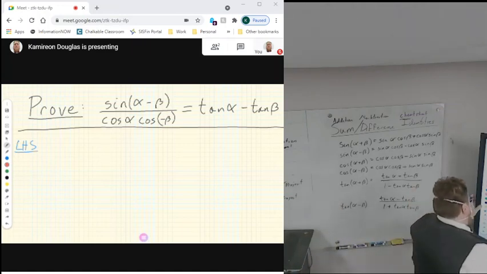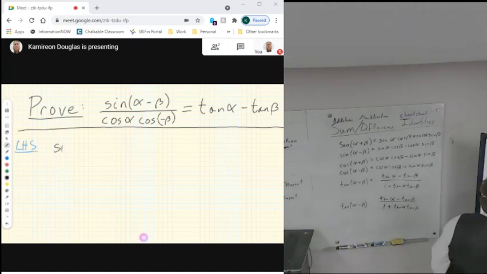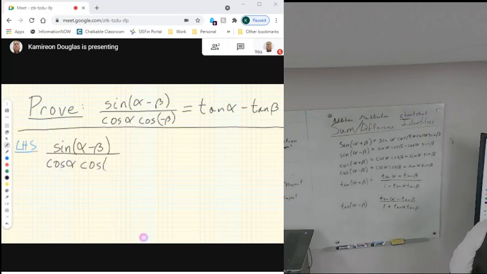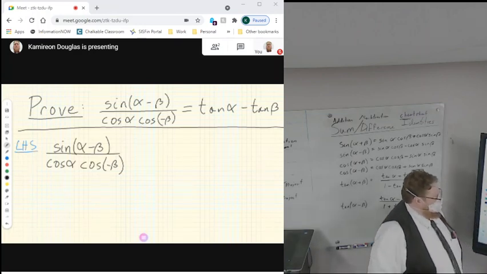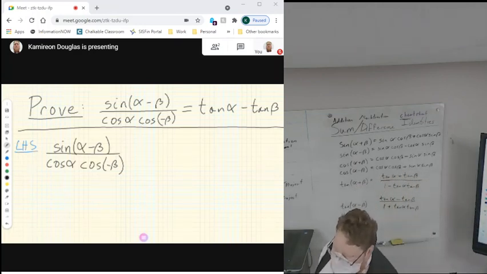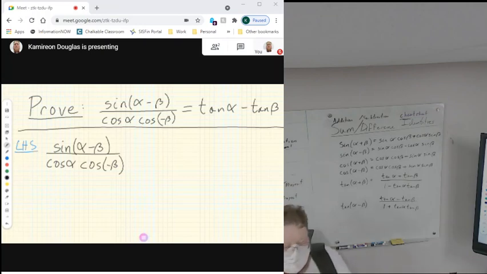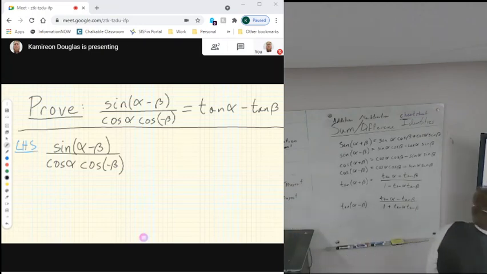Left-hand side is sine of alpha minus beta over cosine alpha cosine negative beta. All right, what should I do first? I think we should get rid of the negative first. Negative first? Love it. You said it, Levi. So tell me how do I get rid of that negative?